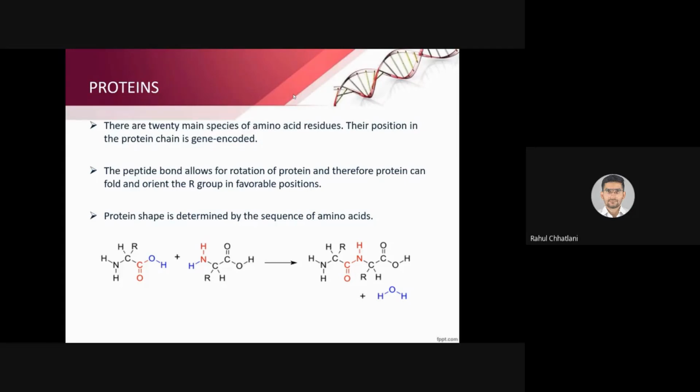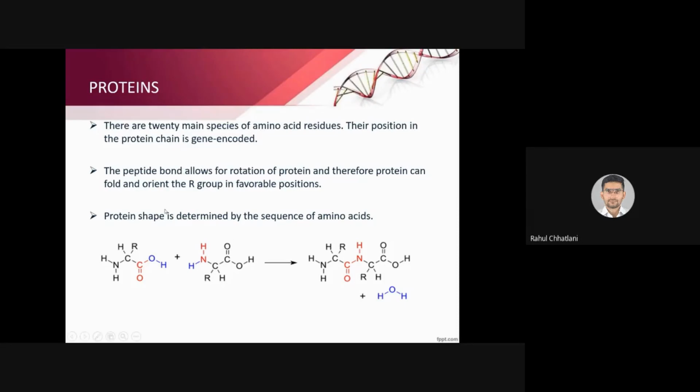You do not need to remember all 20. If you can, that is well and good, but depending on the R, that is the side chain, they are divided. There are 5 main classes, which we are going to see, but accordingly you will have to remember any 1 or 2 examples for each.